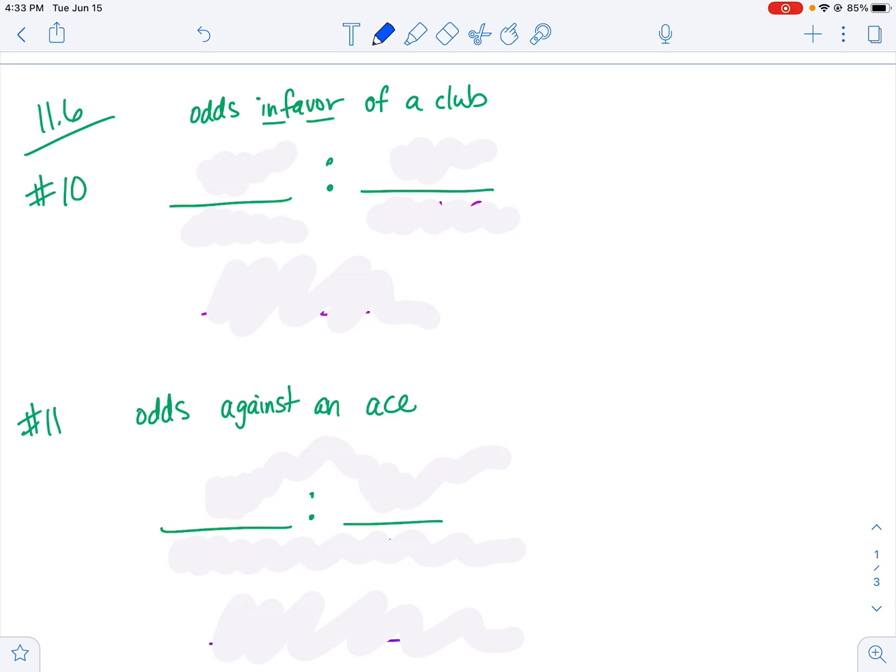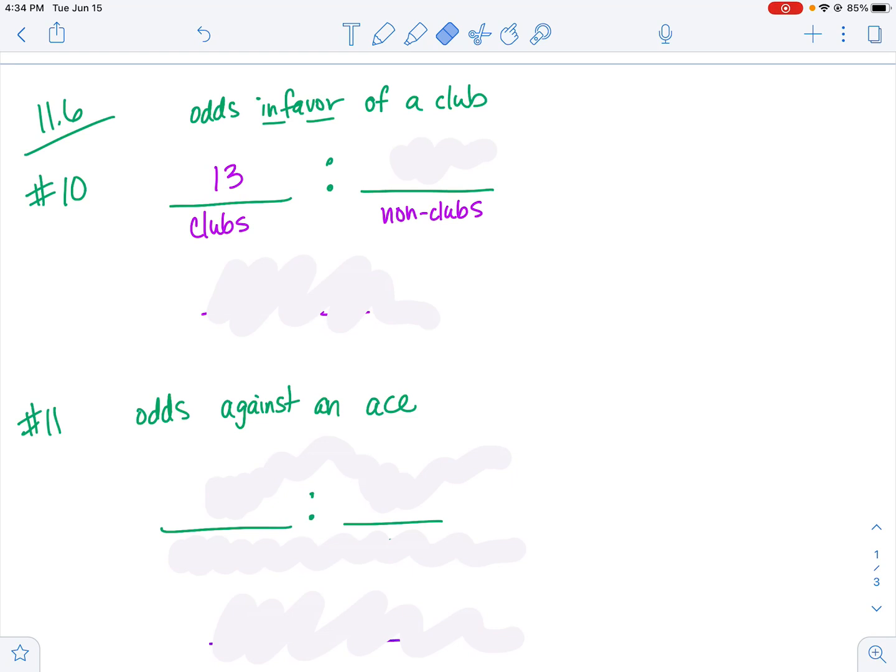So when it asks me for the odds in favor of a club, I want this first number to be all the clubs. I want the second number to be everything else, everything that's not a club. So if odds in favor of a club, I want clubs to non-clubs. Well, how many clubs are there in a deck of cards? Well, that's a fourth of the deck, right, is clubs. And so 52 divided by 4 is 13. There are 13 cards that are clubs.